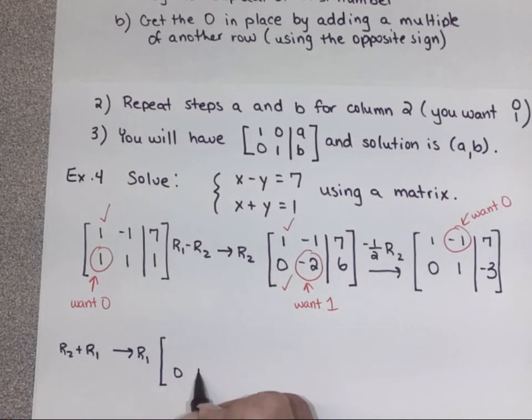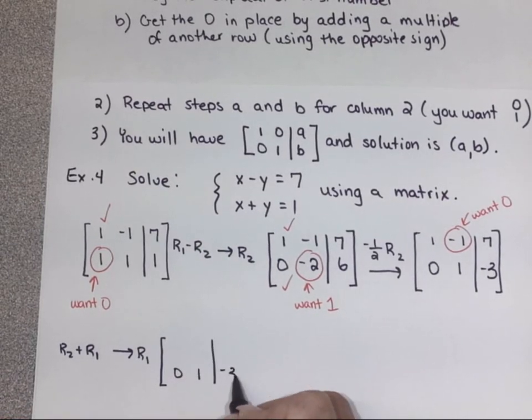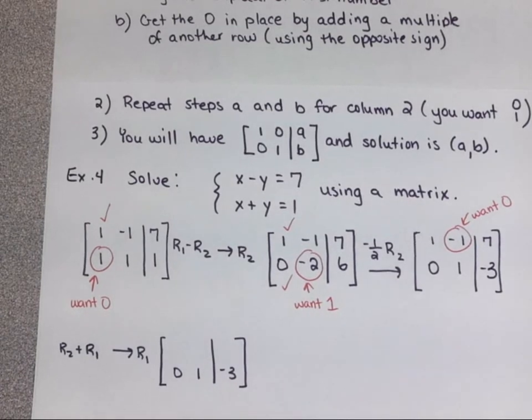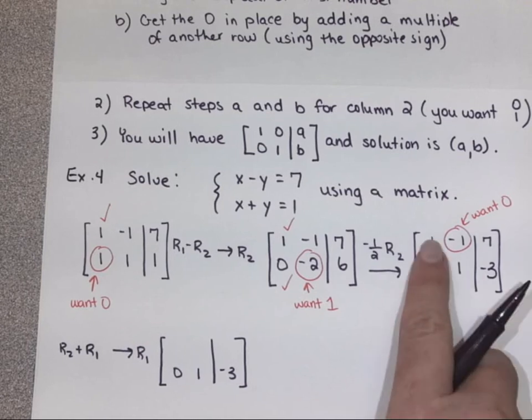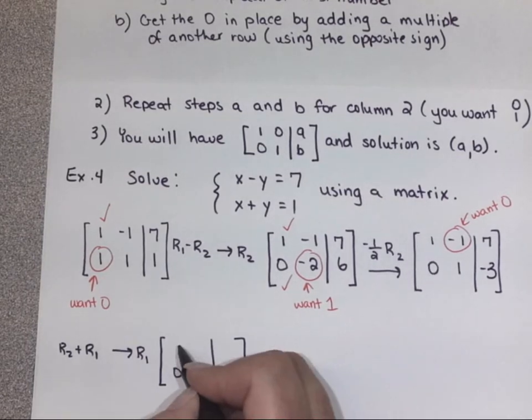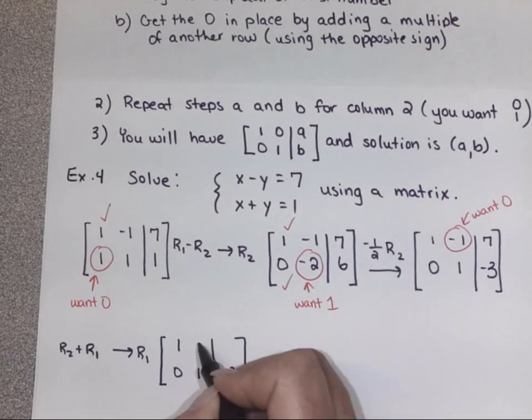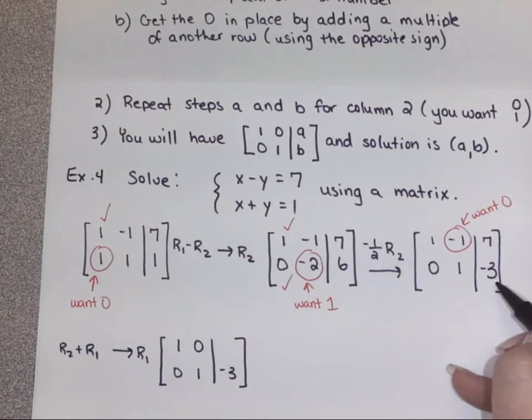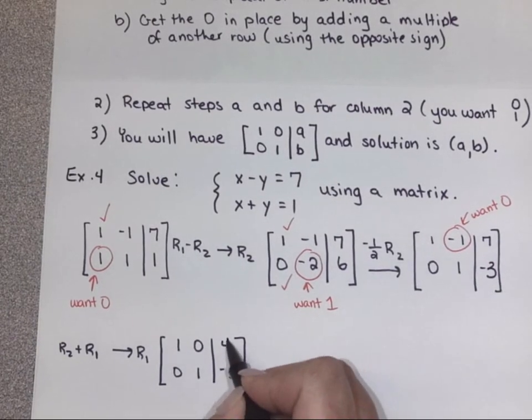So by the way, row 2 is not changing this time, right? And we wouldn't want to change row 2 because we already have the answer for row 2. Like row 2 is already what we want. So notice we're going to add them, right? 1 plus 0 is what? 1. -1 plus 1 is 0. And then finally 7 plus -3 is 4.